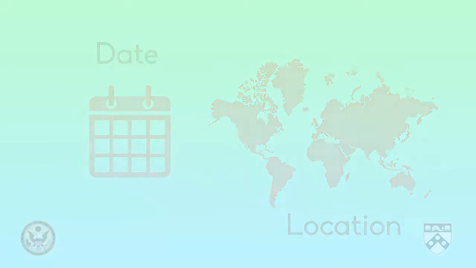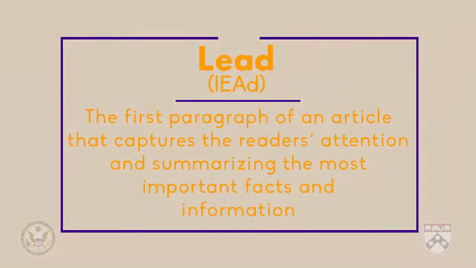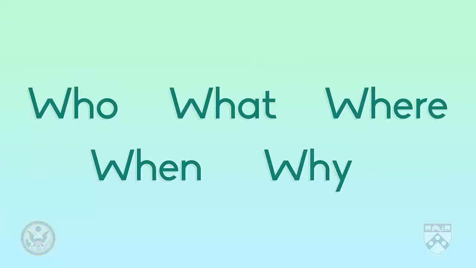The next part is the lead. The lead is the first paragraph of an article, and it often tries to give the most important facts and information. Who, what, where, when, why, and how. We'll talk in the next two videos about different types of leads and how to create a lead.